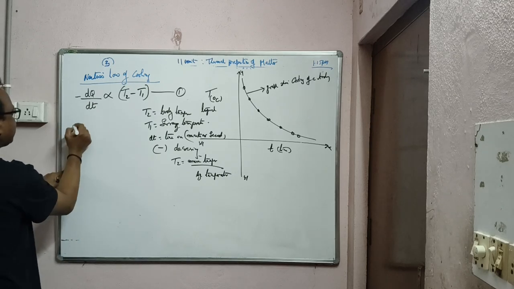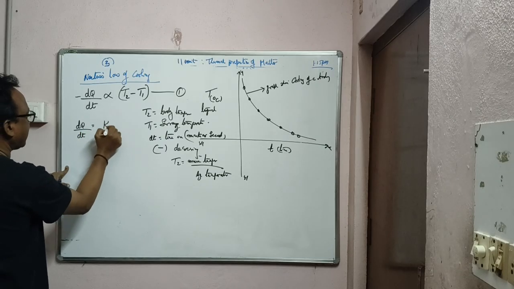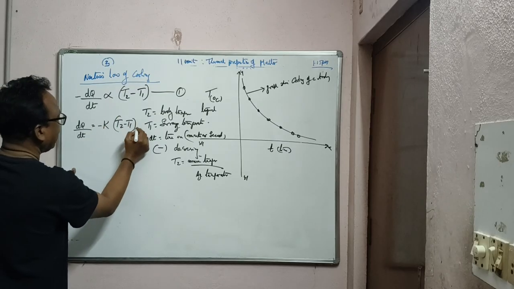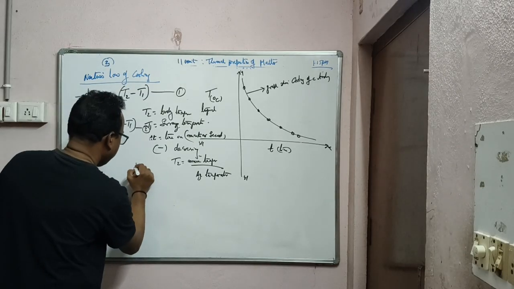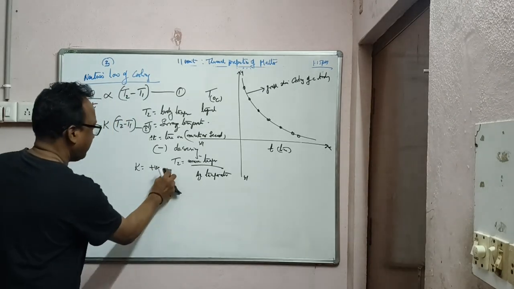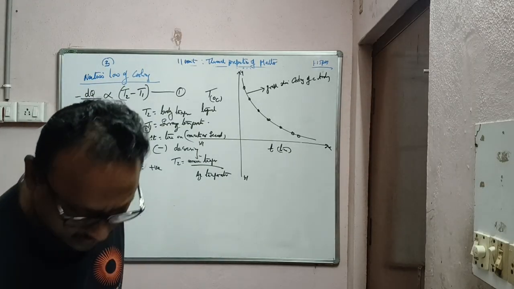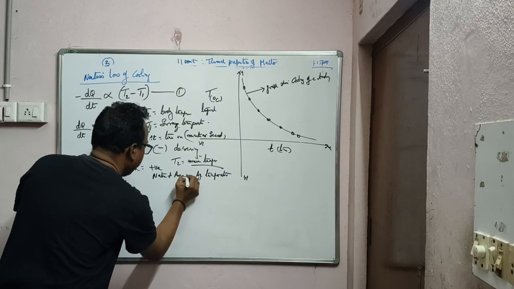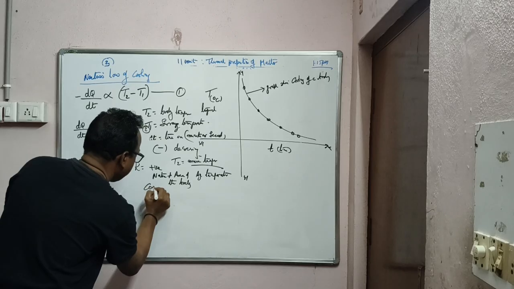Now we will try to analyze this one. dq by dt, remove the proportionality, introduce a constant k into T2 minus T1, of course minus. I will take it here as equation 2, and k is a positive constant. It depends upon the area and nature of the body. It is a positive constant.